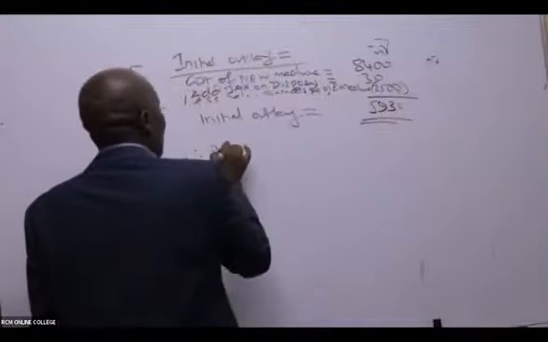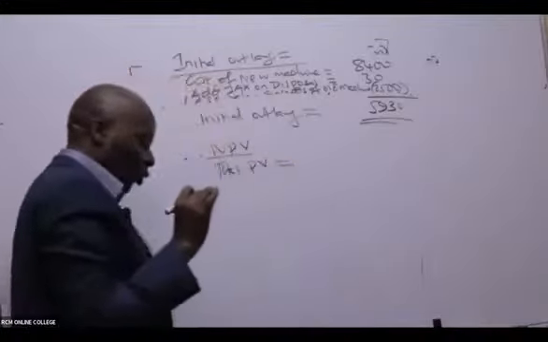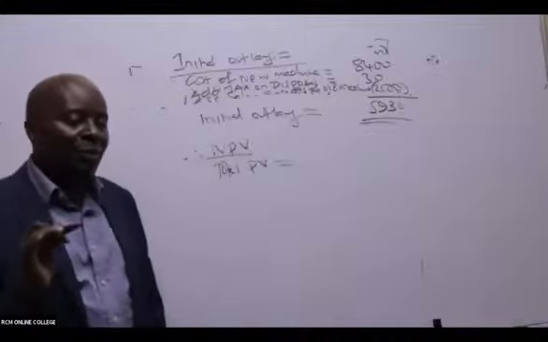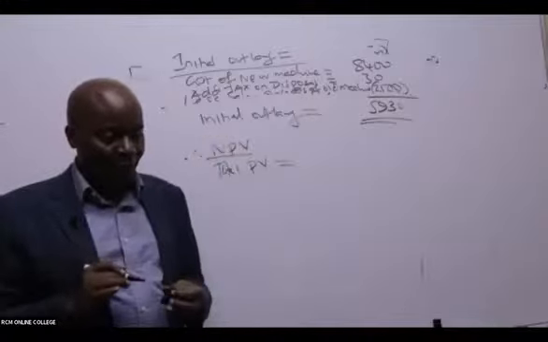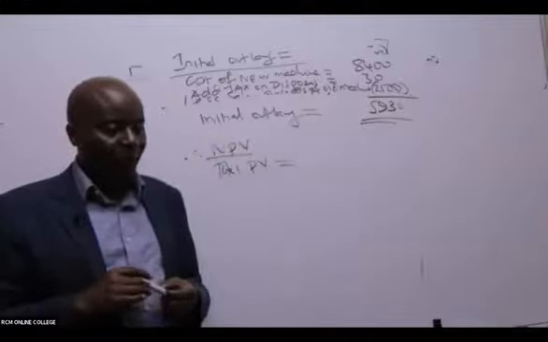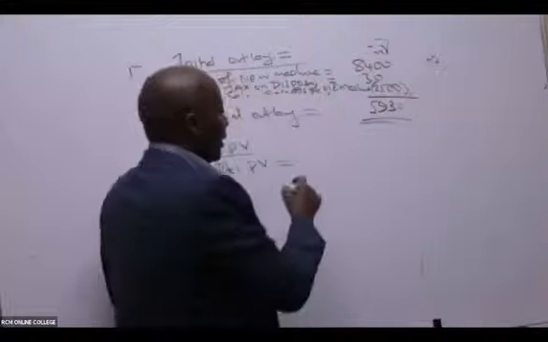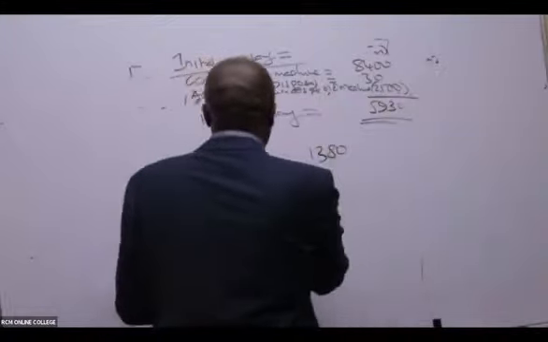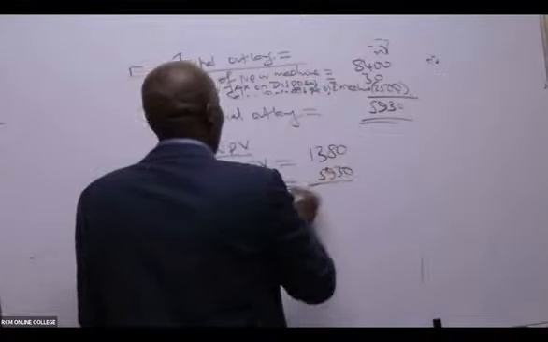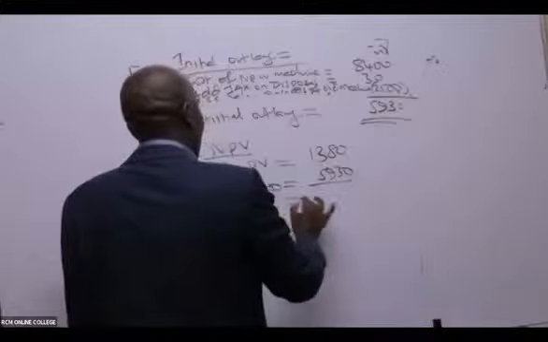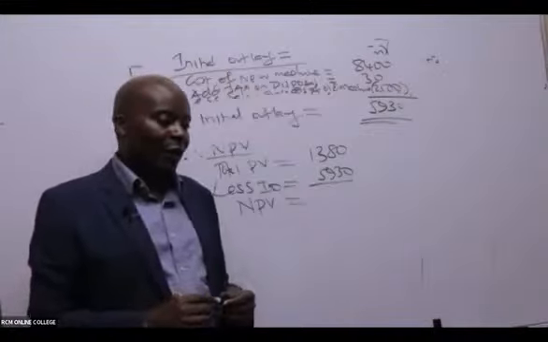You already have the total present value. Is there somebody who can remind me what the total present value was? We had computed it earlier up there. Total present value, 1380, and then we less initial outlay, which is 1,500. So the NPV, the net present value, will be negative something, isn't it?